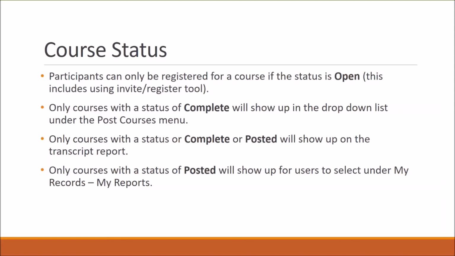Then only courses with the status of complete or posted will show up on the transcript report, and only courses with the status of posted will show up for users to select under My Records and My Reports. Does that make sense? Any questions?